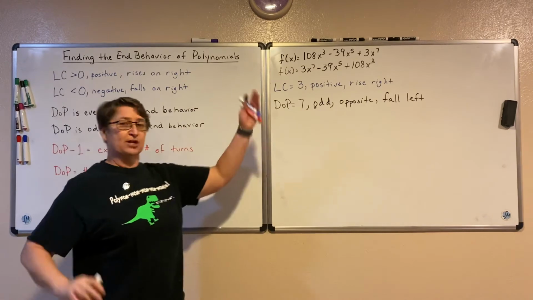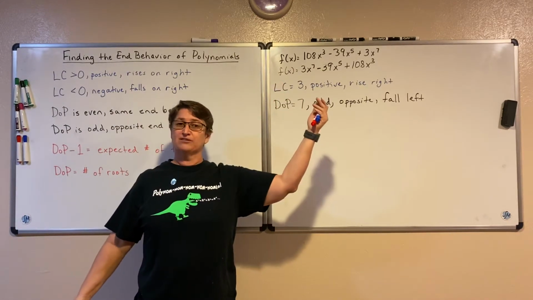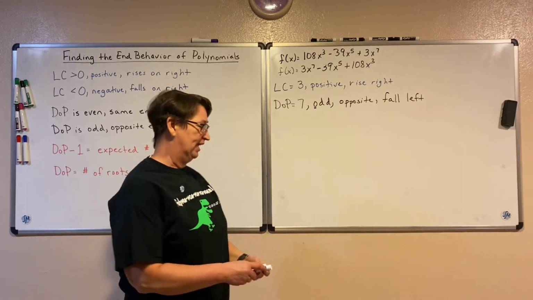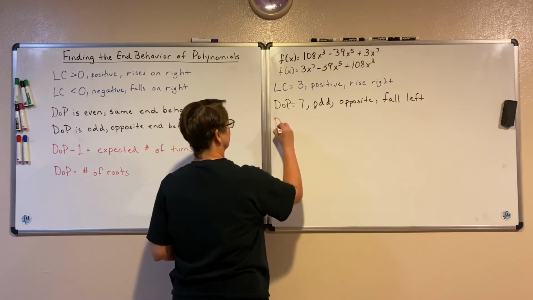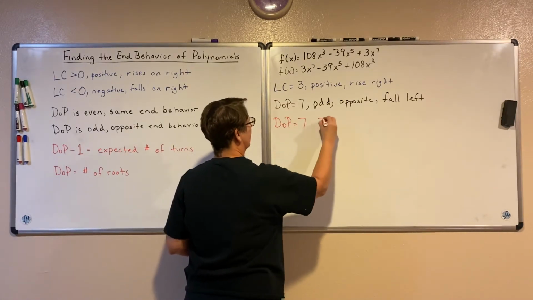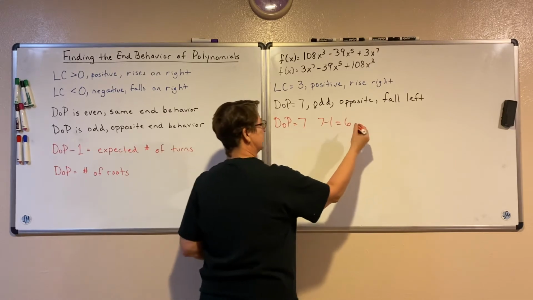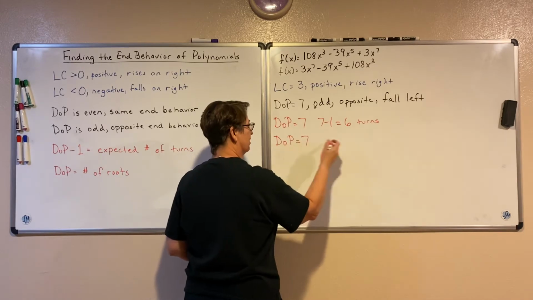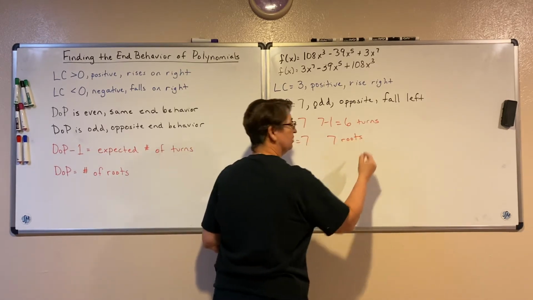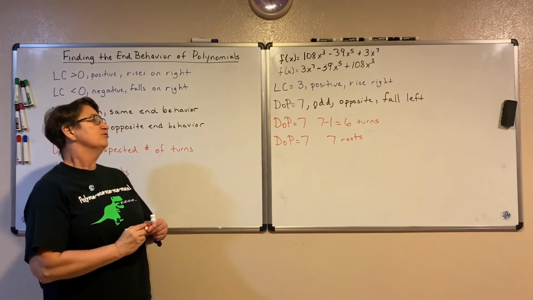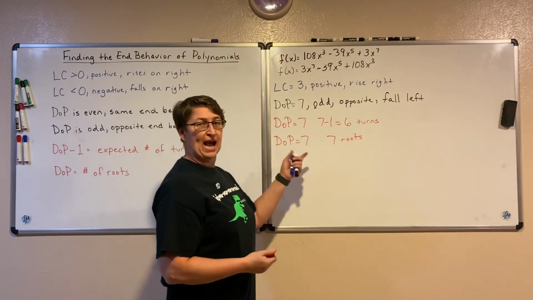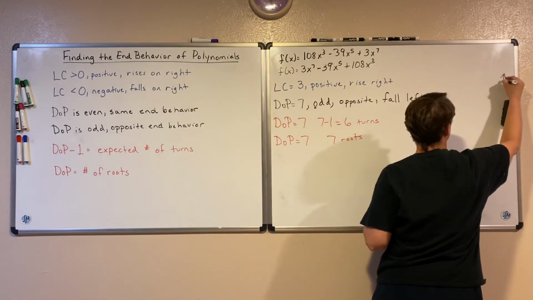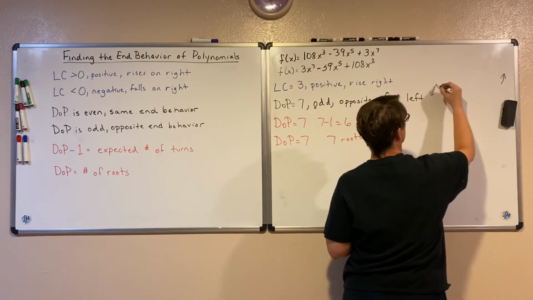Now that I've found what's happening on the right and the left, let's talk about some other characteristics of this polynomial. For instance, I can tell you how many turns I expect. Because the degree of the polynomial is 7, I expect there to be 6 turns. And because the degree of the polynomial is 7, there will be 7 roots on this polynomial. So from here, we can now sketch this function. I know that it's going to rise on the right, it's going to fall on the left, and I'm going to expect 6 turns.